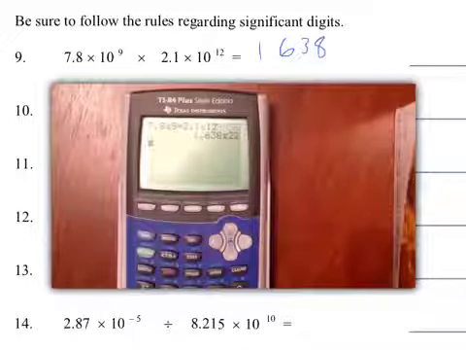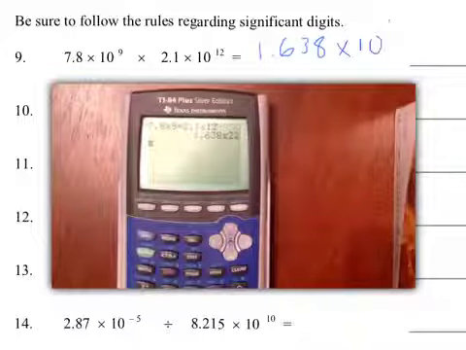1.638, and when we see E on our calculator, we're allowed to either write it as E or as times 10 to the. Me personally, I like to write it as times 10 to the, so I'm going to say times 10 to the 22nd power. If you want to put E22, that's okay, but what you have to keep in mind is that this is not quite correct yet, and the reason is we need to round it for significant figures.